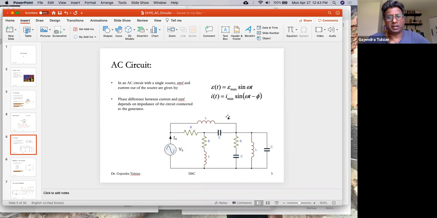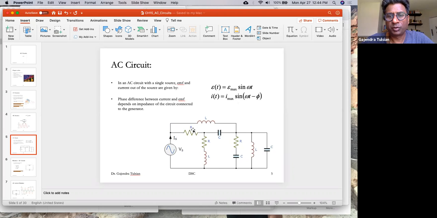Again, here's a general circuit. Here's one AC source connected to this circuit. The voltage provided by this source is Emax sine omega t. Emax is the amplitude of the voltage. What we are interested in is the amplitude of the current coming out of this source, sine omega t minus phi. Phi is called the phase shift. If you connect a pure resistance to the circuit, this would be 0.